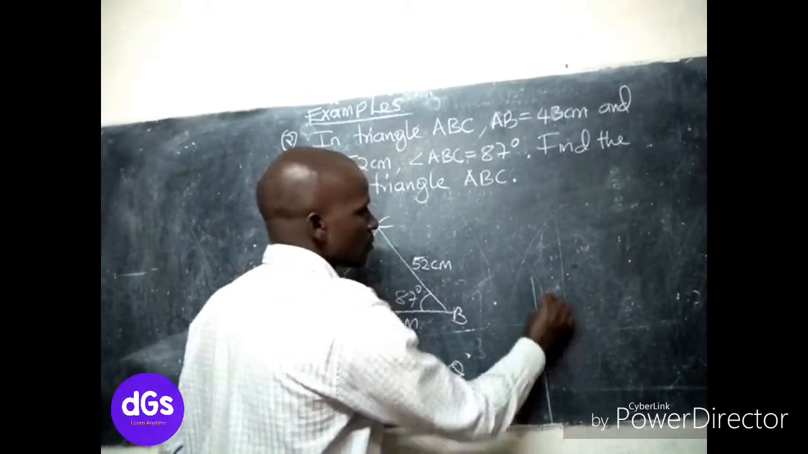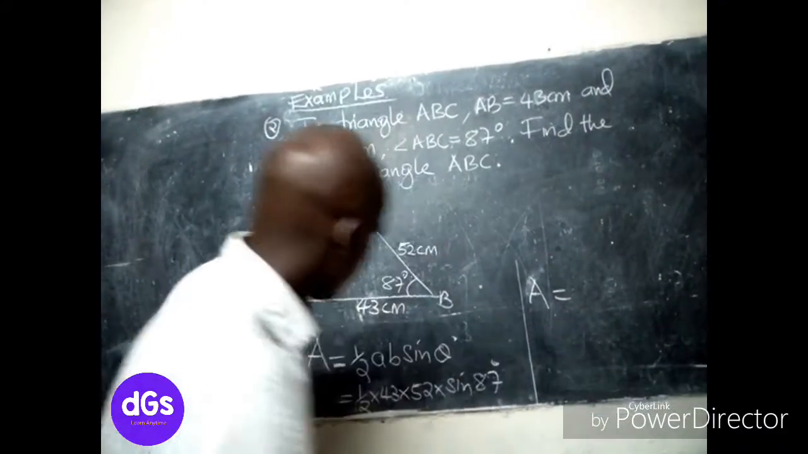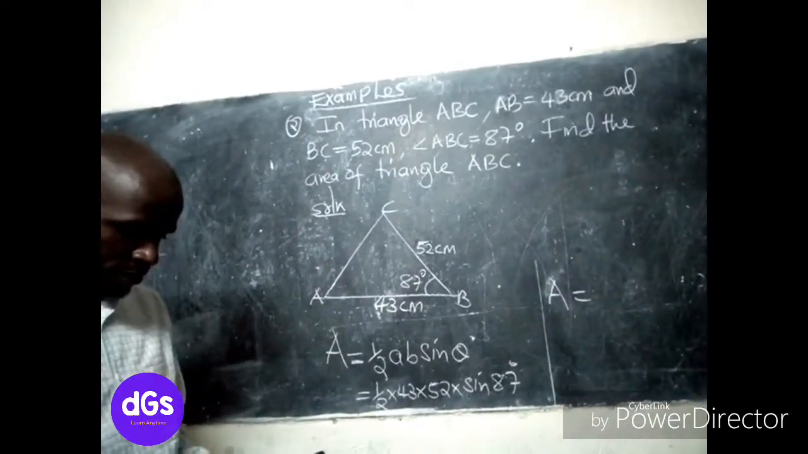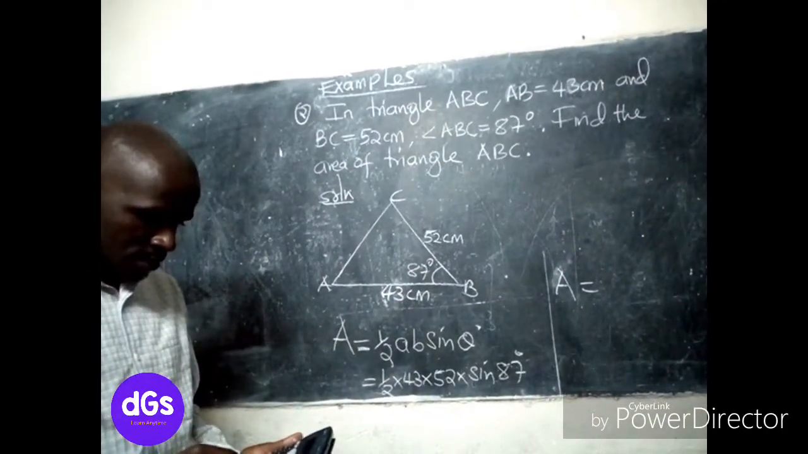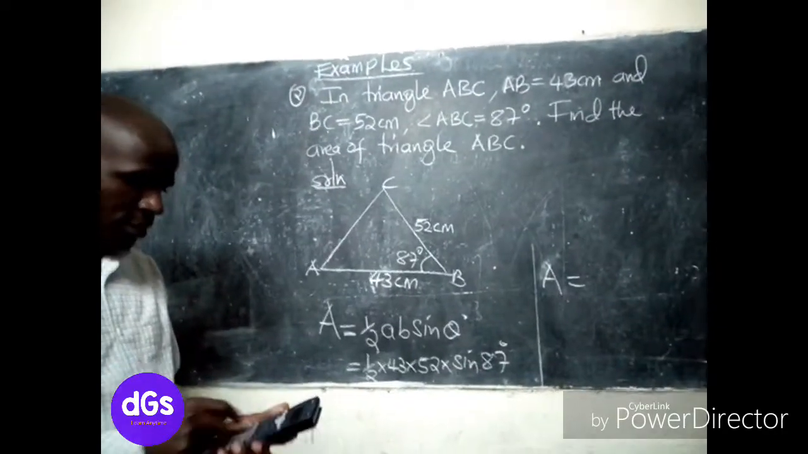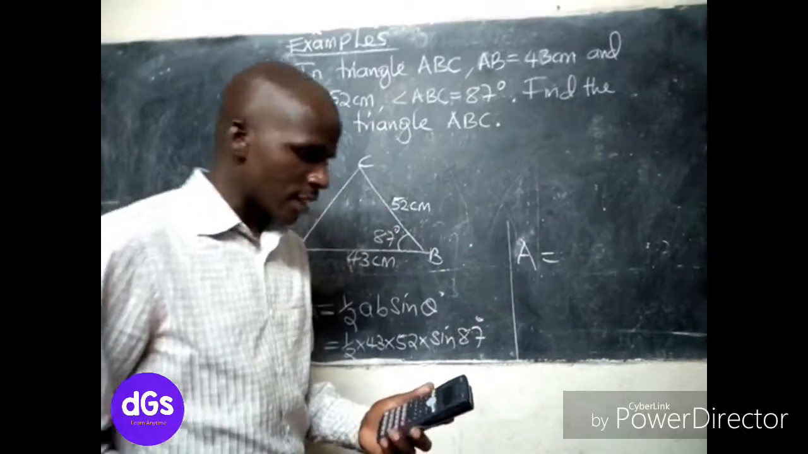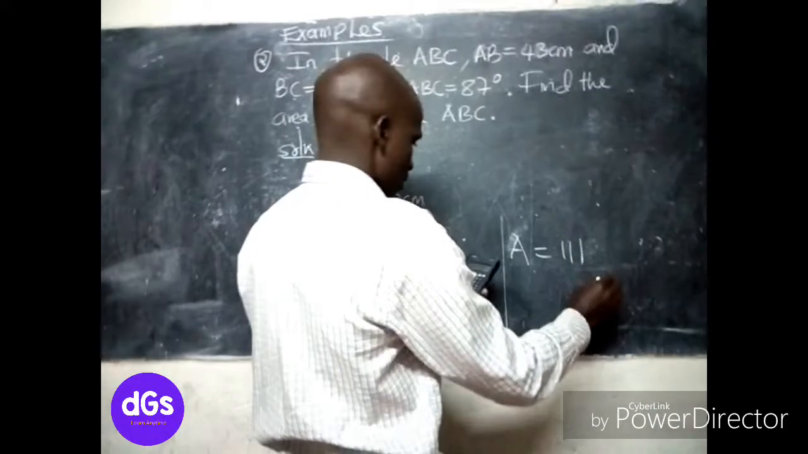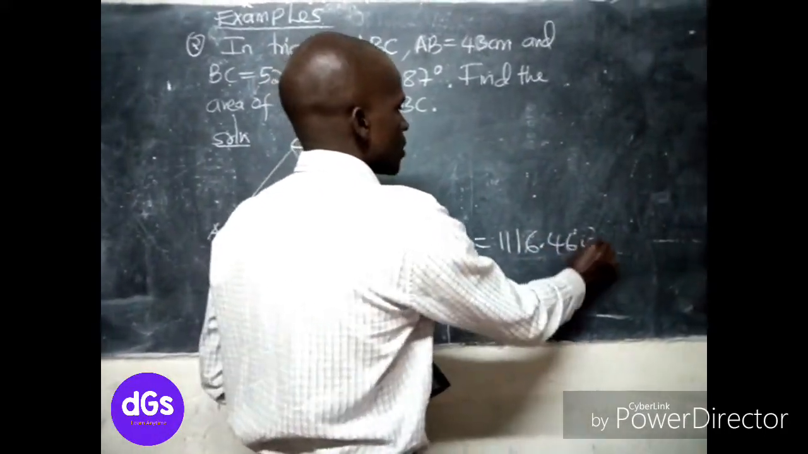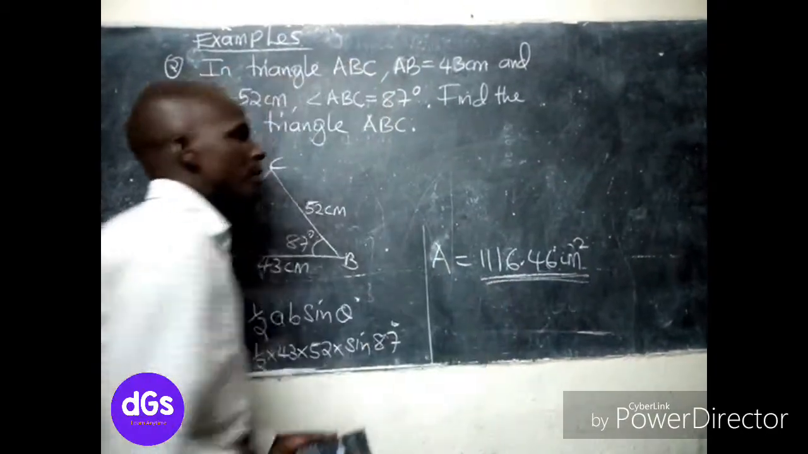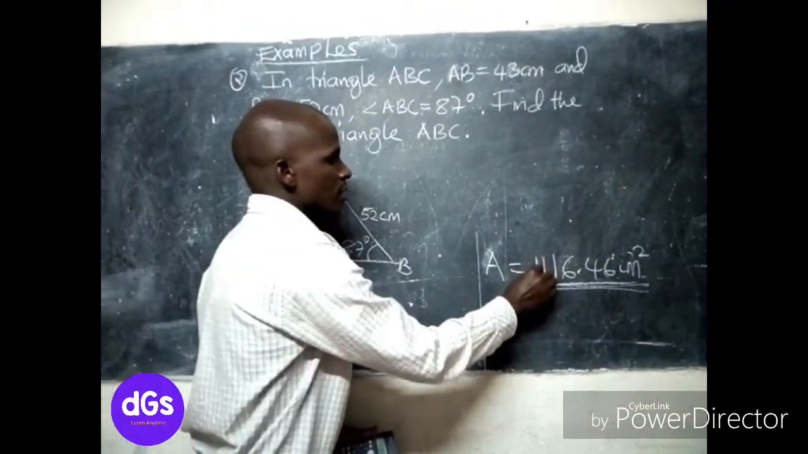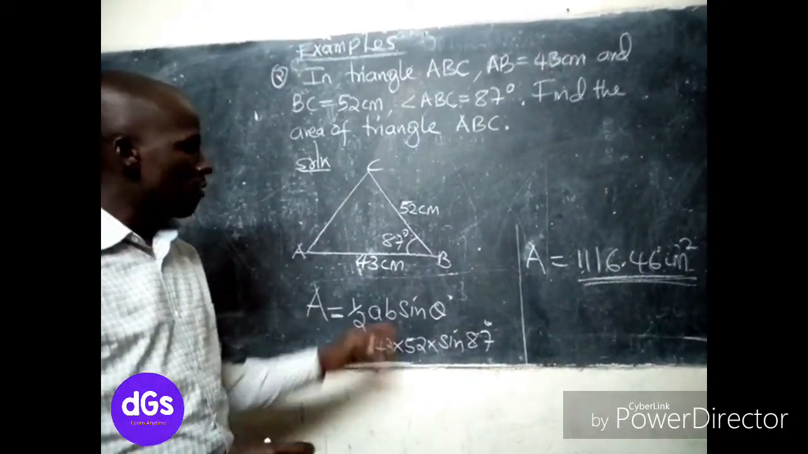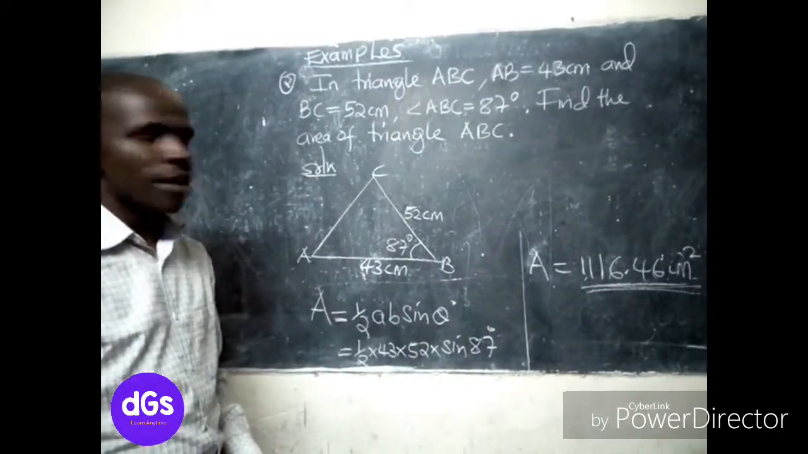Now, how does this go? So we can have half by 43 by 52 by sine 87. And this simply gives us that the area is 111.646 centimeters squared. So this becomes the area of that triangle. It is a direct application of the formula, and there you arrive at your answer.